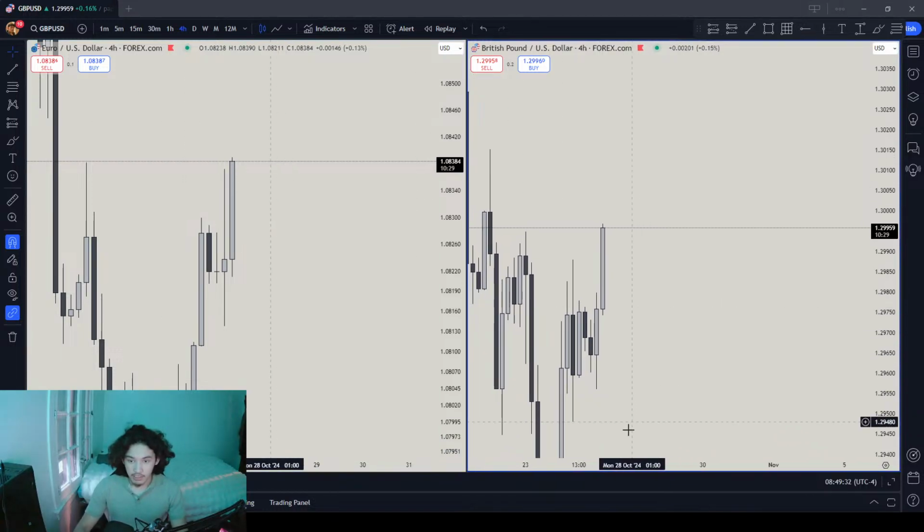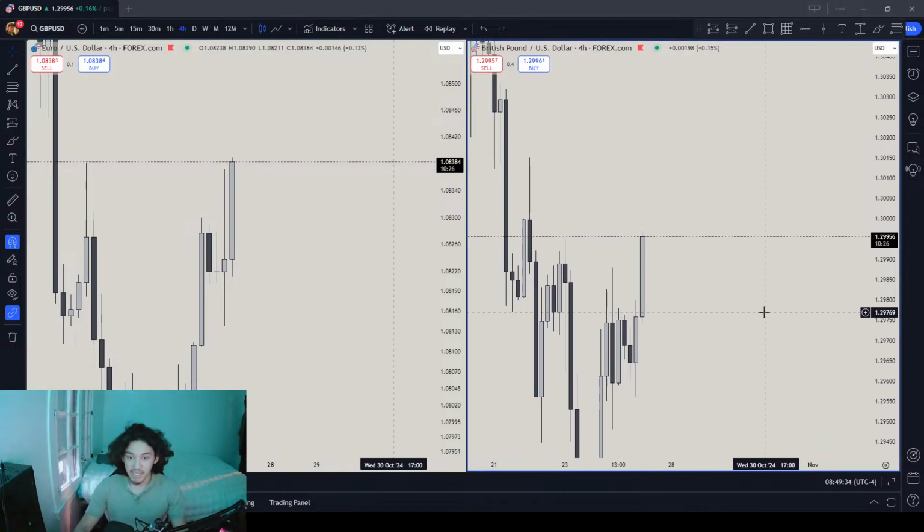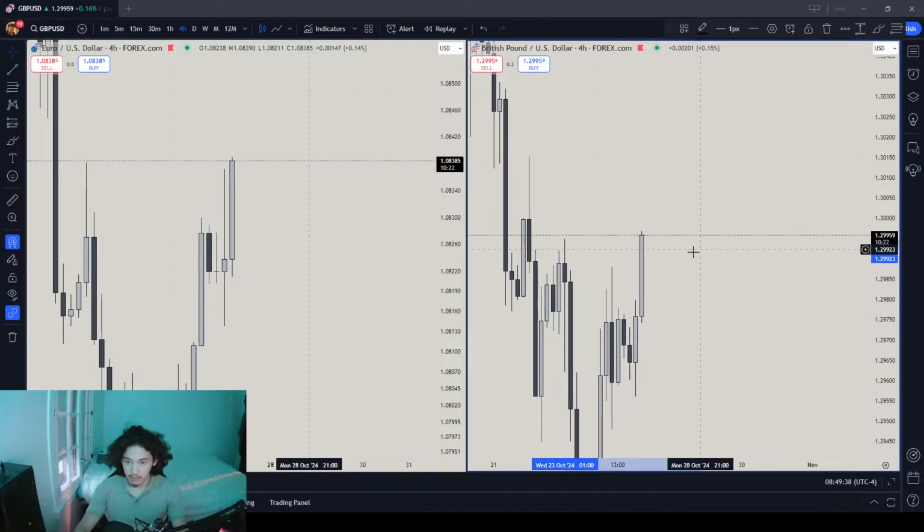Okay, let me mark out the CRT Sati low and mark out the PD array. PD array. Key level is gonna be this.